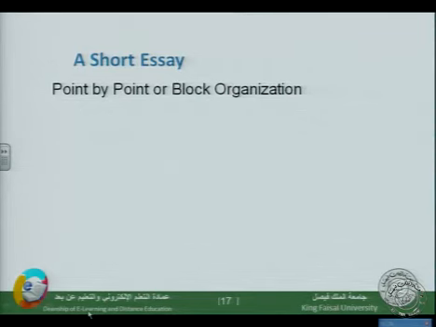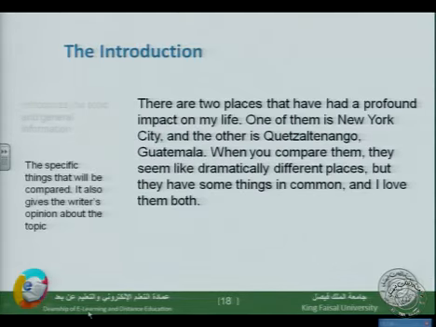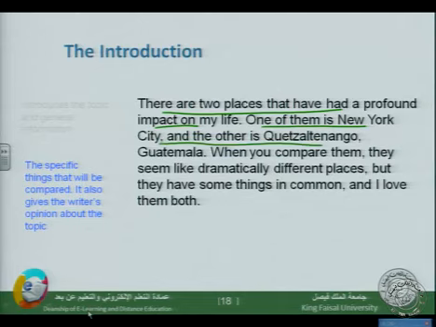Let us now look at this short essay in which the writer is using point-by-point or block organization. As you can see here, this is the introduction. There are two places that have had a profound impact. Here we have the introduction paragraph. So there are two places that have had a profound impact on my life. One of them is New York City, and the other is Guatemala. So the introduction introduces the topic and general information.